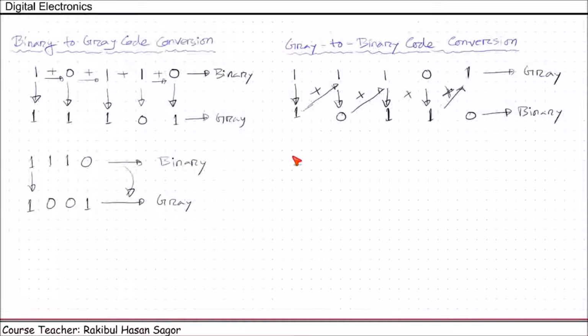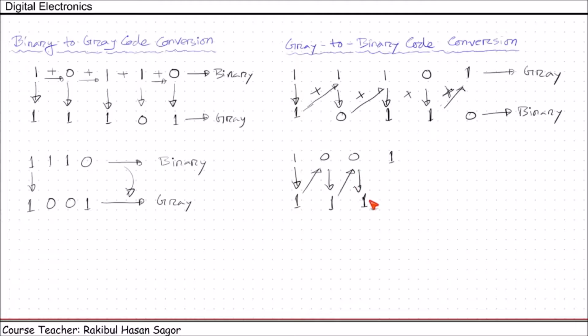Let's see another example. 1 0 0 1. Suppose we want to convert this gray code to binary code. We are supposed to get this back. So write the most significant bit as it is. 1 plus 0 will give us 1. 1 plus 0 will give us 1. 1 plus 1 will give us 0. So we are getting from this gray code number to this binary number.